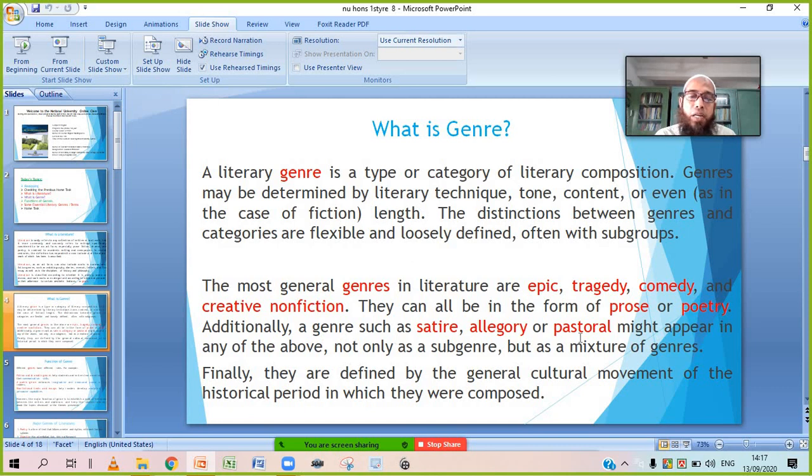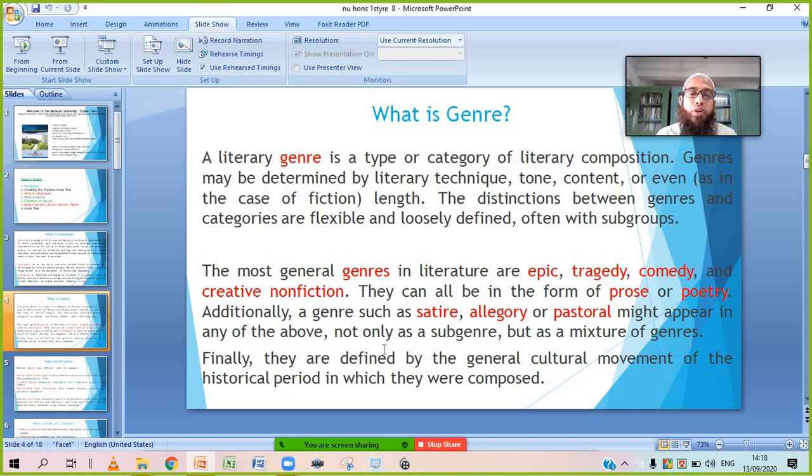Additionally, a genre such as satire, allegory, or pastoral might appear in any of the above, not only as a subgenre but as a mixture of genres. Finally, they are defined by the general cultural movement of the historical period in which they were composed. As I told you, sometimes they got a name according to the historical event or period of time, defined by the general cultural movement, like the Reformation movement, the Restoration movement. So they got the name Restoration period, Reformation period. So literature got its name on the basis of the historical movement also.